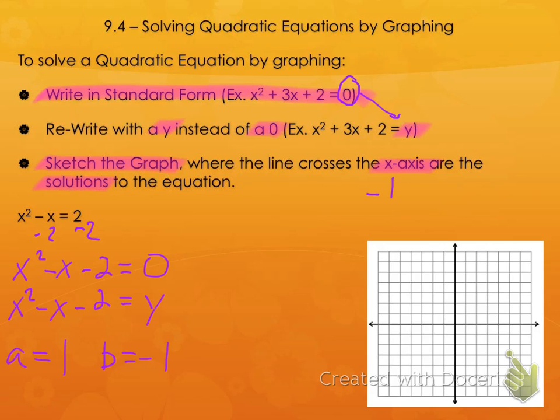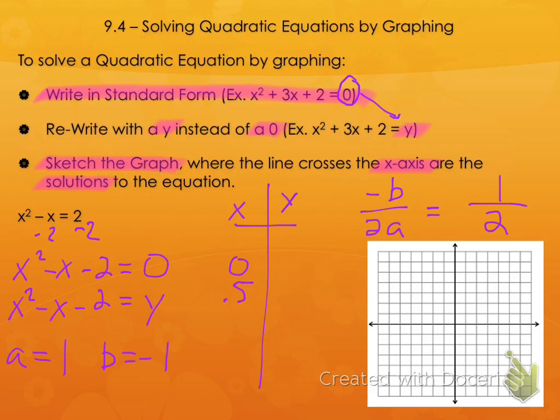So my a value is 1, my b value is negative 1. When I do negative b over 2a, I have negative 1, which is the same thing as positive 1, and I'm dividing that by 2 times 1, which is 2. So my vertex happens at 1/2, or 0.5.